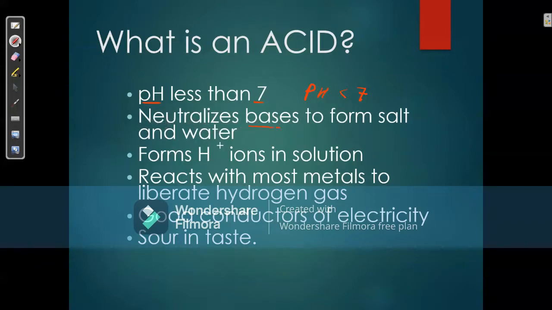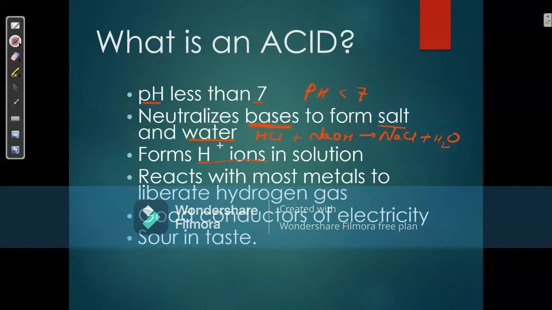Then next, when it reacts with bases, it neutralizes these bases and forms salt and water. Let us discuss an example. Suppose I'm taking an acid, HCl, and it reacts with a very simple and strong base, NaOH. It neutralizes this NaOH to form NaCl and water. So it forms salt and water. This is known as a neutralization reaction. So we can say that an acid is a substance that neutralizes a base and forms salt and water.